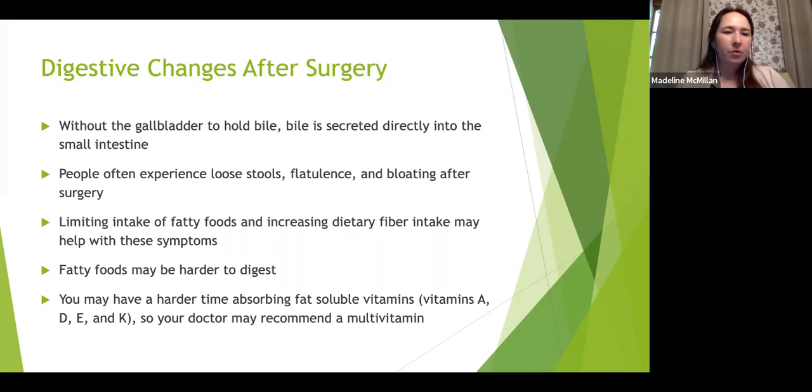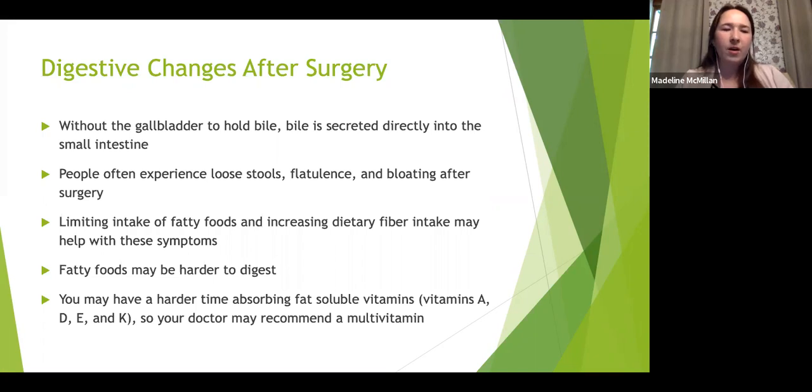But something you can do to decrease some of the digestive side effects of surgery is limiting your intake of fatty foods and increasing dietary fiber. So kind of the same thing that we talked about with preventing gallstones. You want to reduce things like fried foods, butter, lots of cheese, things that have a lot of fat, and then increase your fiber intake, like, again, broccoli, whole grains, lots of vegetables.